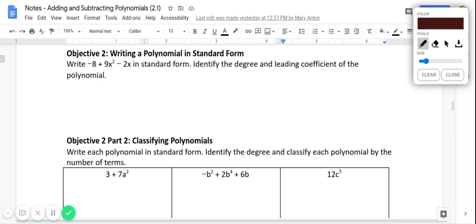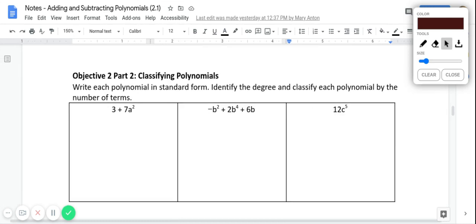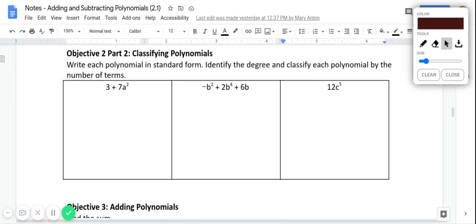All right. Now, let's talk about classifying polynomials. We're going to write each of these in standard form, identify the degree, and classify them. So when we say classify, we say, is this a monomial? Is it a binomial? Is it a trinomial? Or if it's more than a trinomial, then we just call it a polynomial. But actually, technically, every single one of these is a polynomial, because every monomial is a polynomial.